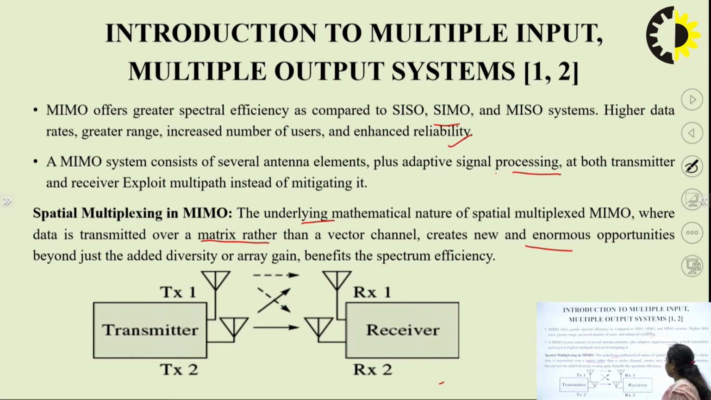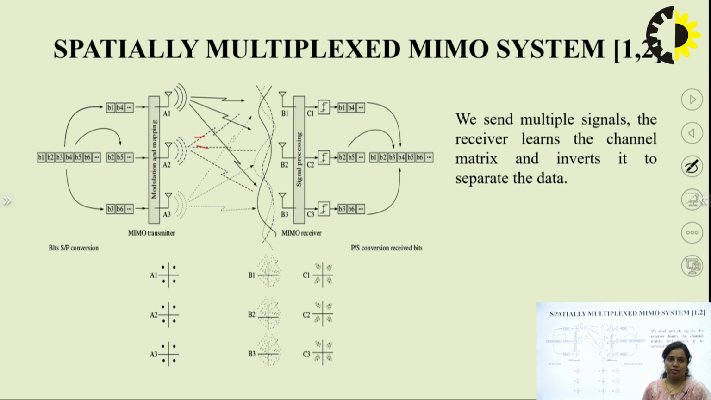Again, it benefits the spectrum efficiency, which means that if I combine n number of transmitters and m number of receivers in a particular diagram, then it can be combined using different numbers of channels, meaning more than one user can use a common channel, and this will definitely increase the efficiency of the system.